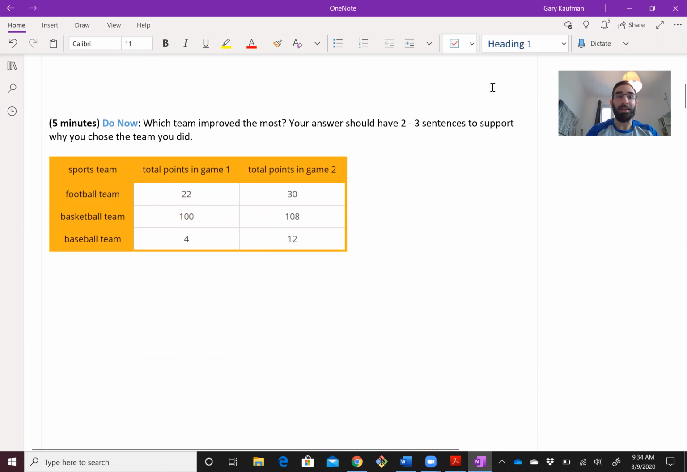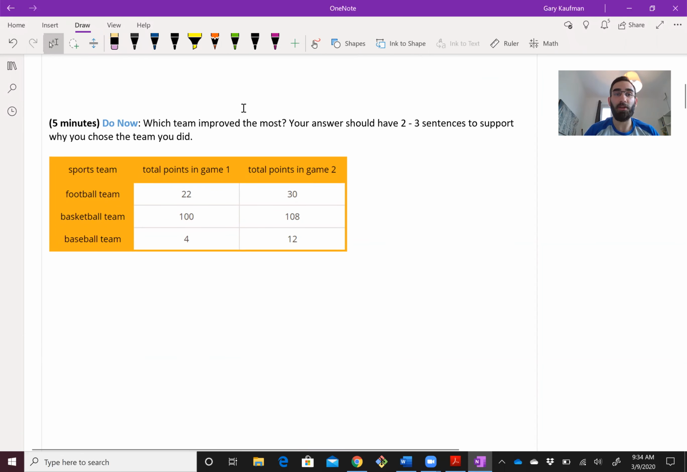So, again, as I've been doing, I'm writing in the time. So for this, you're going to take no more than 5 minutes. And the question is, which team improved the most? You should have 2 to 3 sentences to support this. Don't just say, oh, the football team, oh, the basketball team. You have to support it somehow with work. So 5 minutes, which team improved the most?